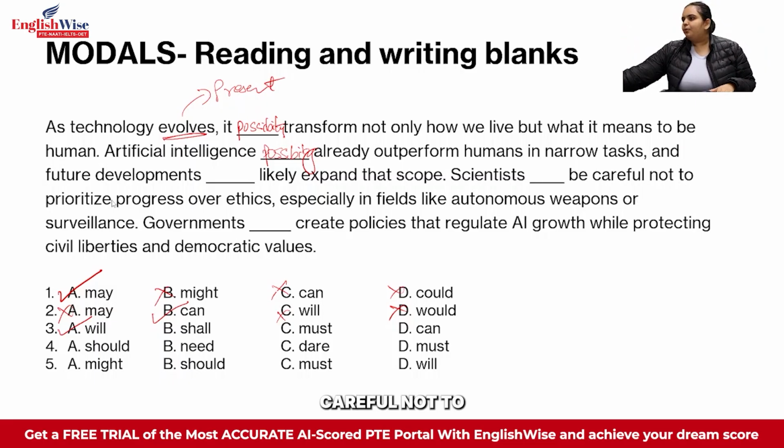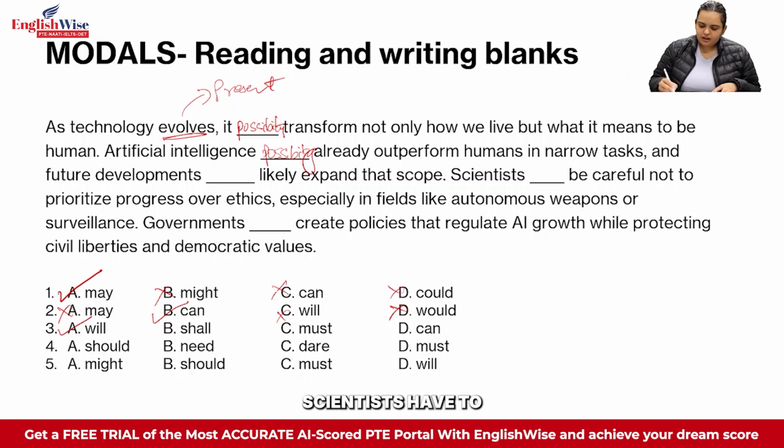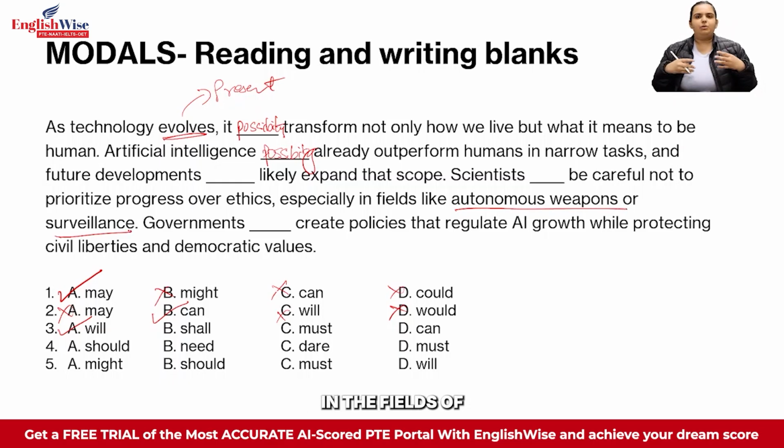Scientists be careful not to prioritize progress over ethics, especially in fields like autonomous weapons or surveillance. Alright, so scientists have to be careful about prioritizing progress. That means if artificial intelligence becomes too powerful, especially in fields like autonomous weapons or surveillance, like making bombs and everything, it can create destruction. Okay, that is why it is an obligation that scientists have to be careful about their progress. If they make it very powerful, there can be destruction as well. That is why we will go with the answer must over here.